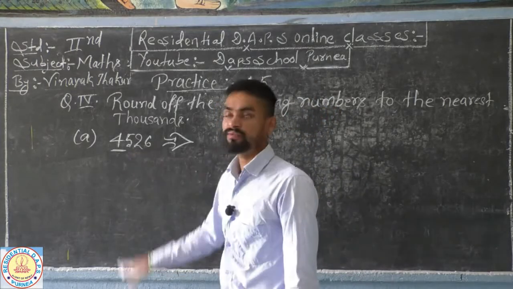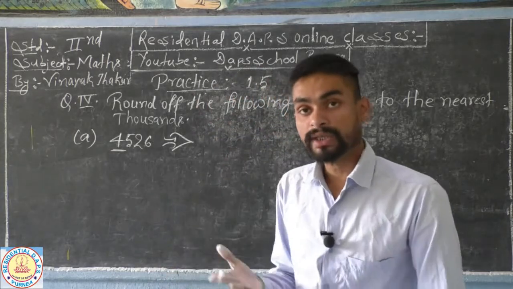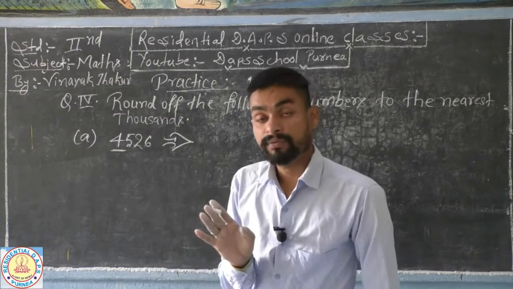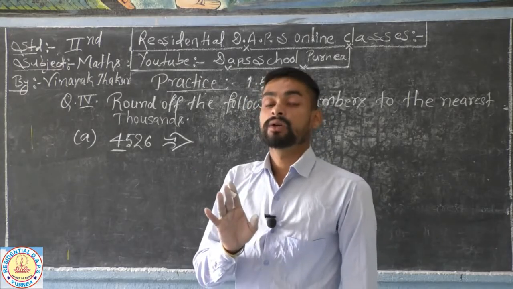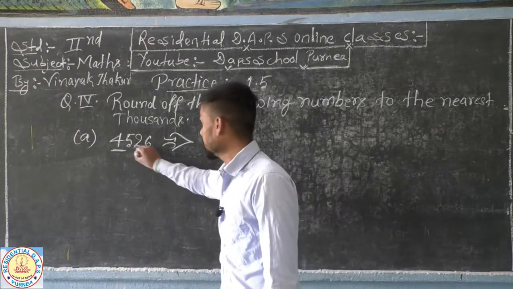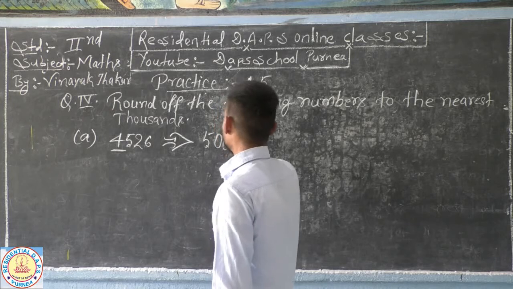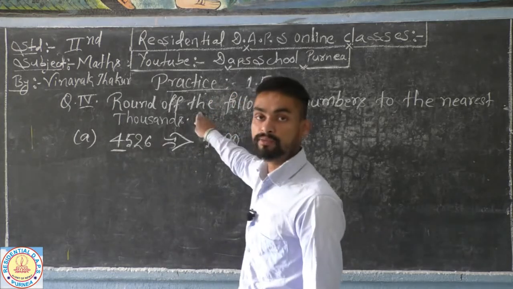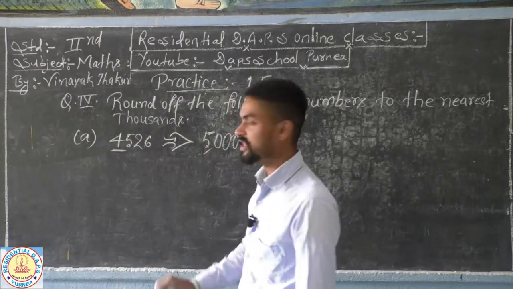So here is 4526, which is more than 500. If the numbers are 500 or more than 500, this numeral is going to be 5000. Here only the thousands place changes, because you have to find the nearest thousand, so only its thousands place changes.